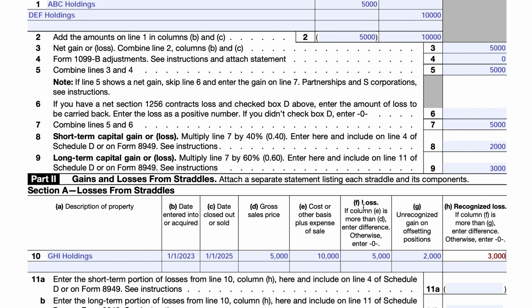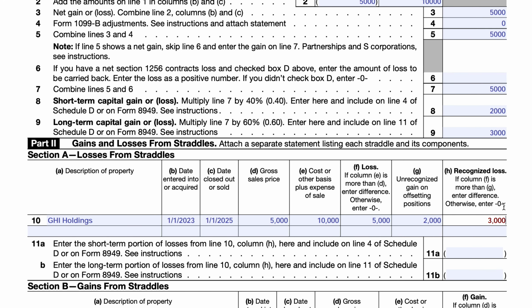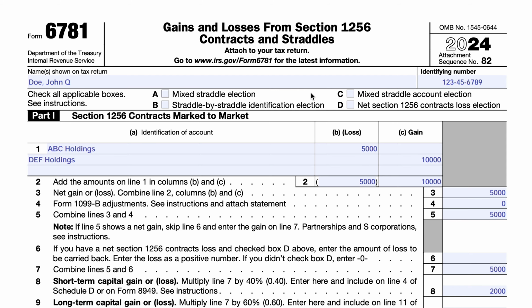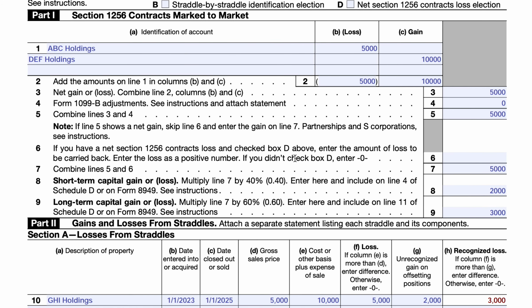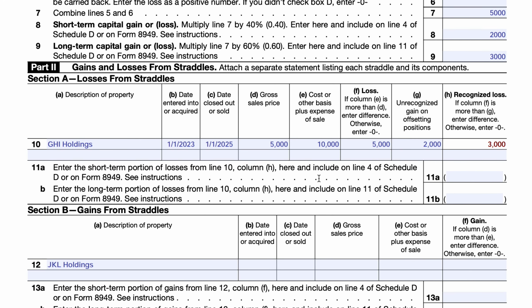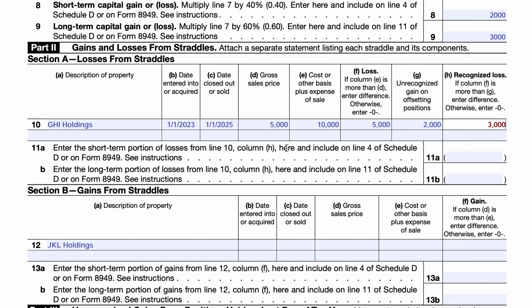Now, if we would take the short-term portion of these losses from line 10, put them here, and on line 4 of your Schedule D. So this does not have the 40%, 60% rule that you see in the Section 1256 contracts. That's literally the section of the Internal Revenue Code that tells you how to categorize short-term, long-term gains and losses. In this section, it's literally either short-term or long-term.